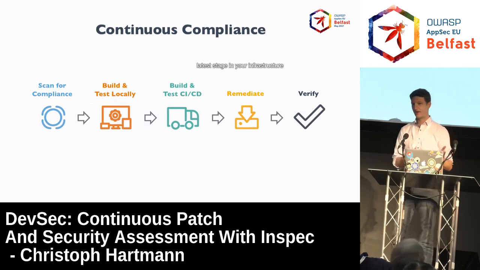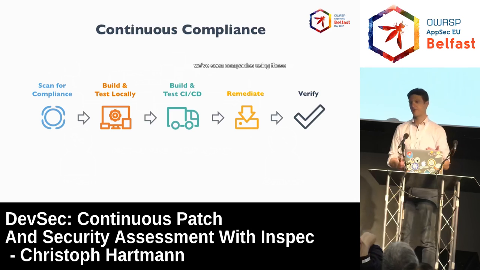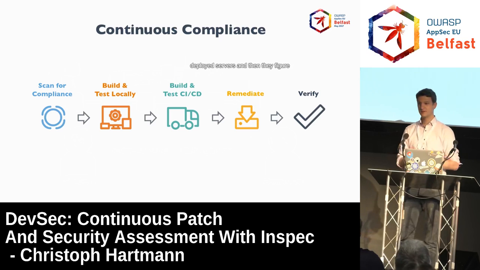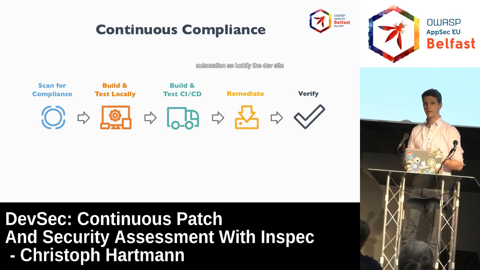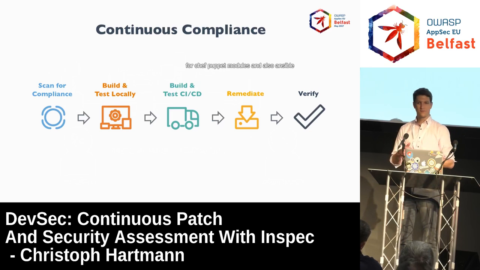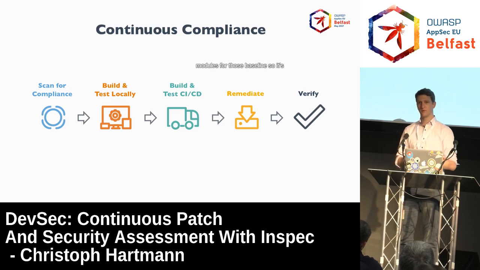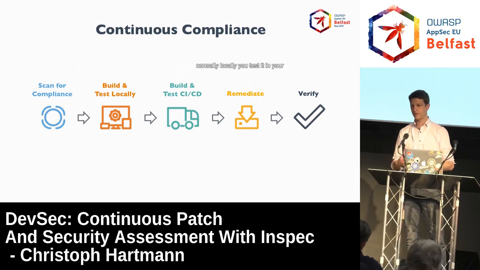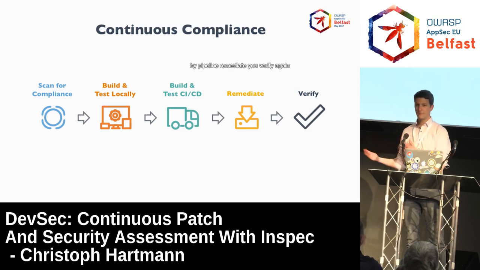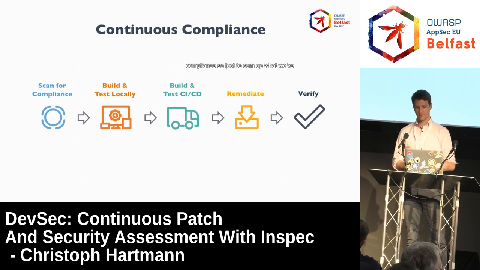So instead of putting it as the last stage in your infrastructure, we've seen companies using those baselines to verify existing manually deployed servers. Then they figure out, oh, we are not complying with our rules, and then they start building automation. So luckily, the DevSec project is shipping hardening cookbooks for Chef, Puppet modules, and also Ansible modules for those baselines. So it's really easy to get started. You start normally locally, you test it in your environment, you put this in your CI/CD pipeline, remediate, you verify again, and you can now make it a continuous cycle. So that's why I call it continuous compliance.